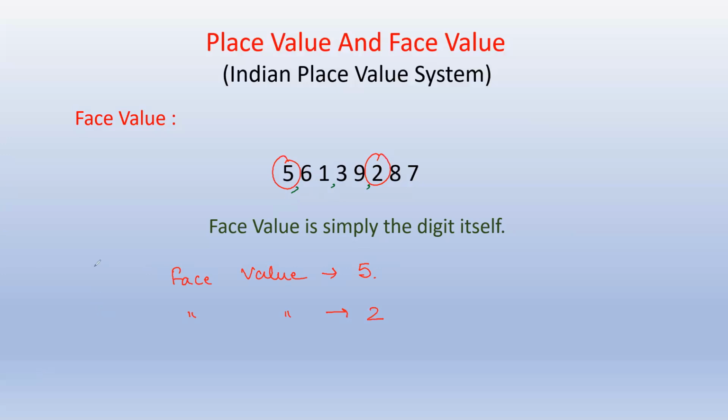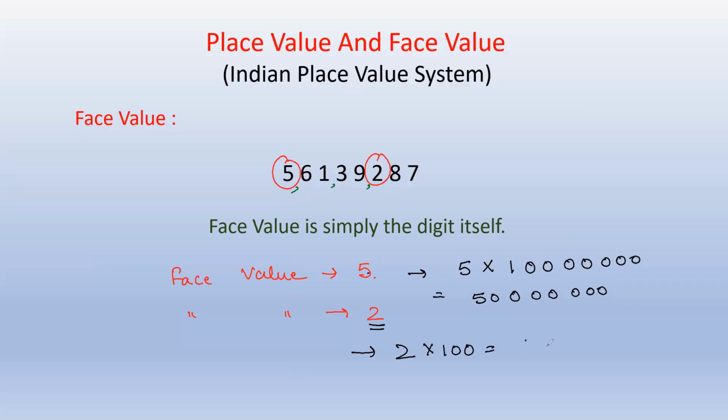But again, if I want to check the place value instead of the face value, here the number 5 is in the period of crores. Hence, we will multiply it by 1 crore to get the answer. So, the answer is 5 crores. Now, the number 2 is in the period of ones at the place of 100. So, we multiply by 100 and we get 200.